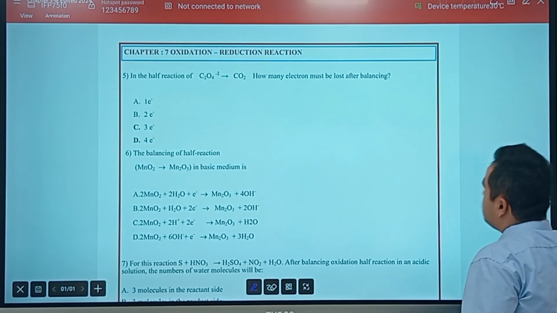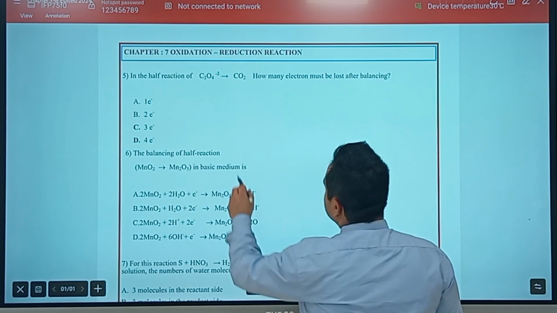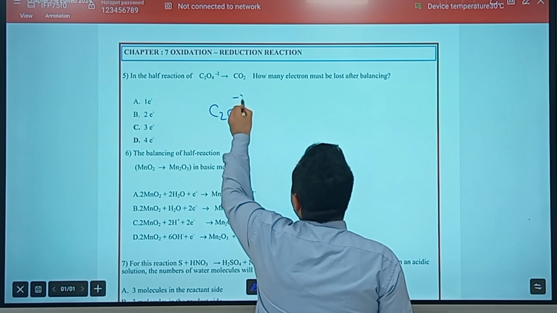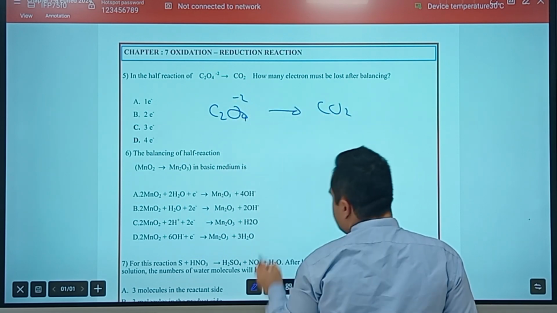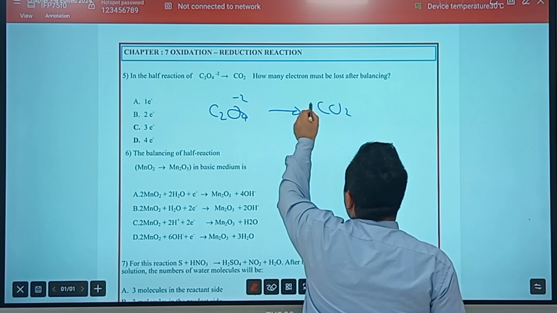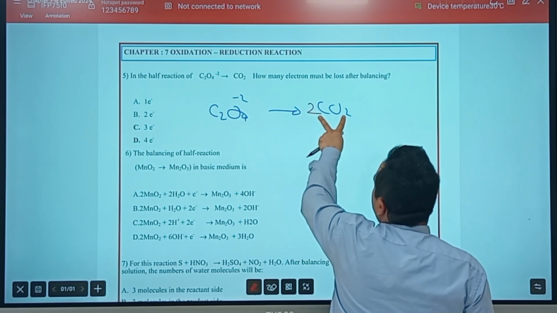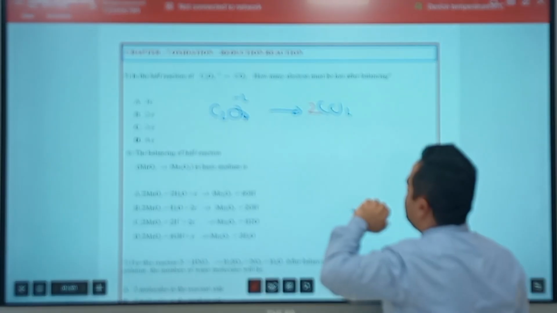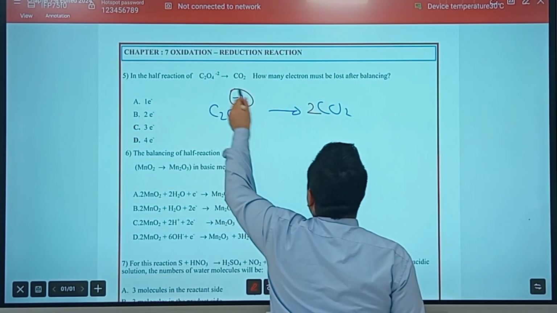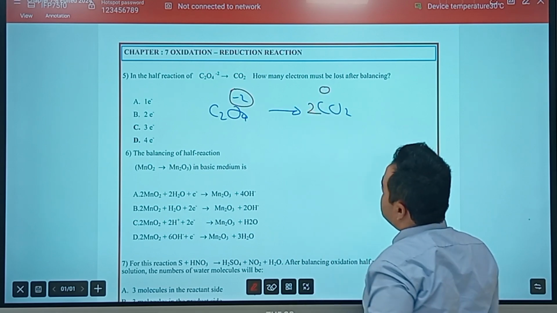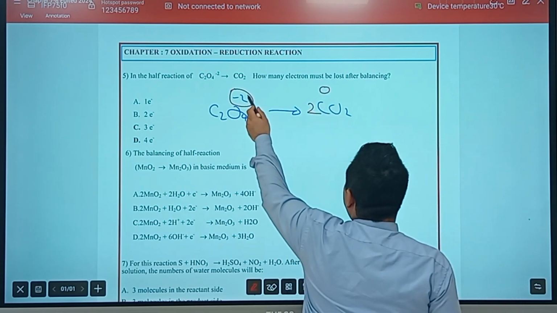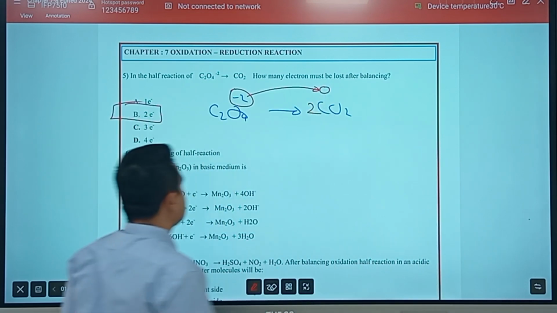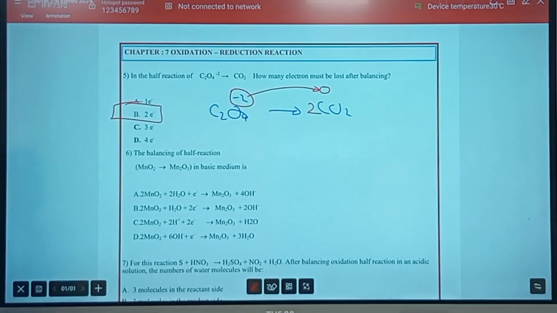Let us solve this question to find the number of electrons lost in this process. We have C2O4 2- produce CO2. First of all, let us balance the carbon. We add 2 carbon to the product. Here we have 2 carbon, 2 carbon, 4 oxygen, 4 oxygen. There is no difference in the number of oxygen. The total charge in the reactant is -2 and the total charge in the product is 0. So -2 to 0, how many electrons lost? 2 electrons lost in the process of this reaction.